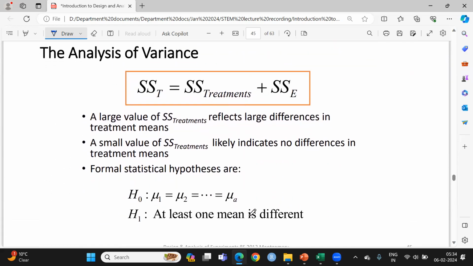So our main objective is to test mu1 equal to mu2 equal to mu a, with the alternative hypothesis that there is one group whose mean is significantly different from the remaining groups. I'm going to repeat: our objective is to check whether there is any one group whose mean is significantly different from the other groups. Then we are going to reject the null hypothesis.